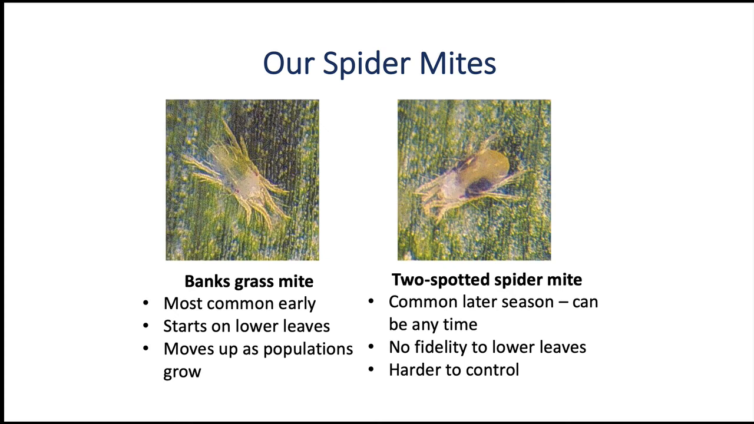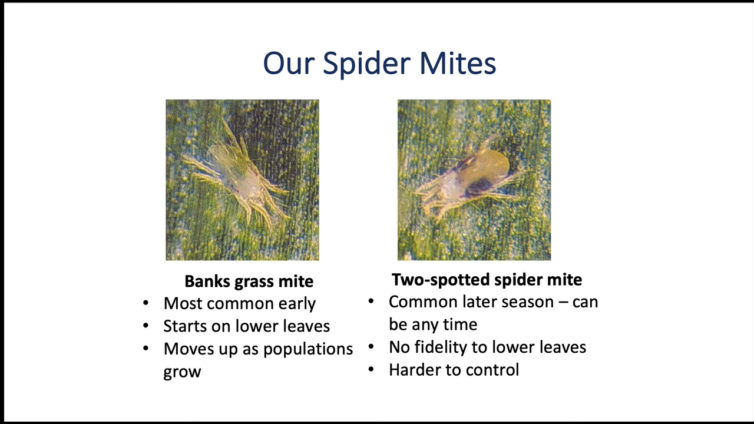Plains. Our primary species is the Banks grass mite. It's the most common and it usually occurs early in the season in comparison to the other spider mite, which is the two-spotted spider mite, which occurs a little later in the season. It can occur anytime throughout the season.